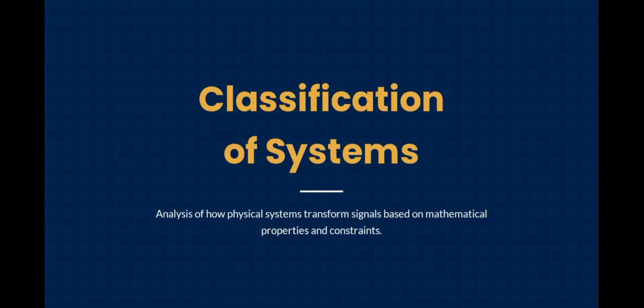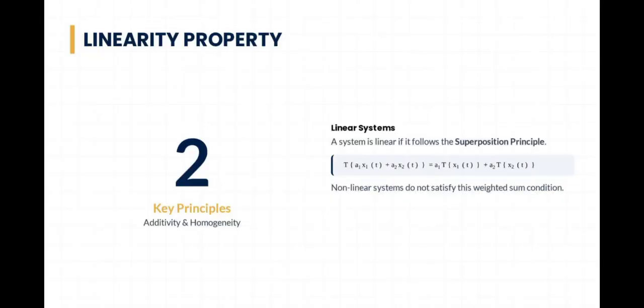Now that was it for signals. Now we will talk about the classification of systems, an analysis of how physical systems transform signals based on mathematical properties and their restrictions. Now let's break down our next slide, which is the linearity property.